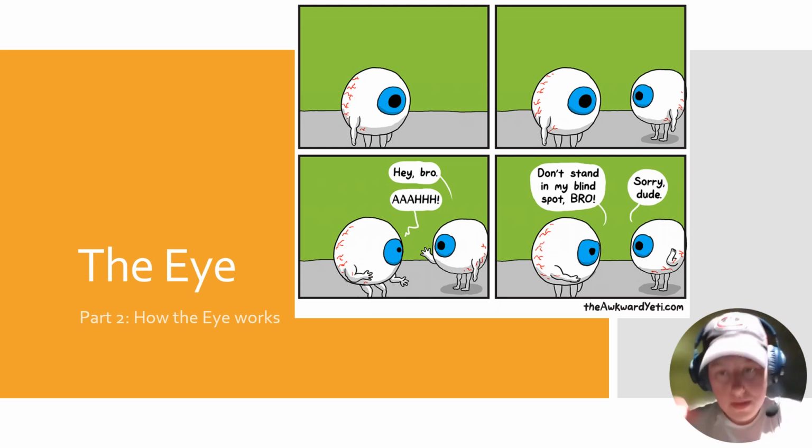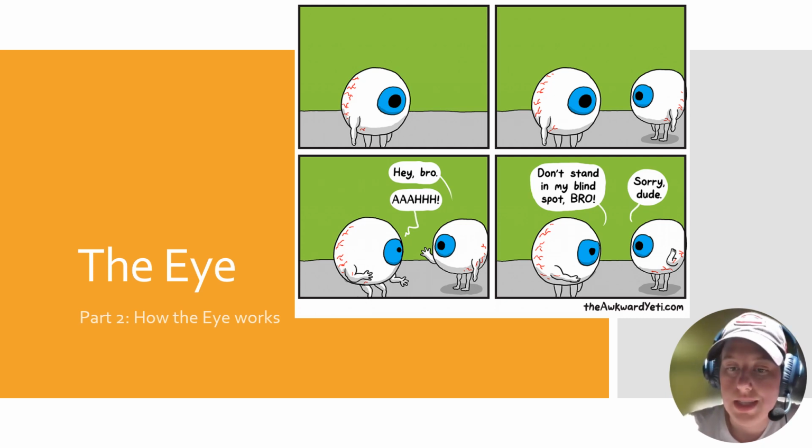Hi everyone, so in this video, which is the second part of our two-part series on the eye, we're really going to be focusing on how the eye works. In our last video, we were talking about light and key properties of light, and in this one, we're going to be talking about specifically how the eye is able to sense light.